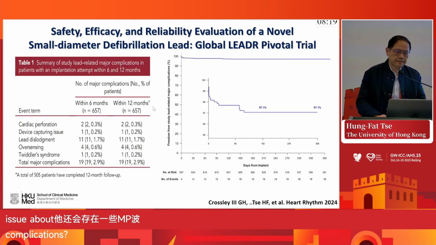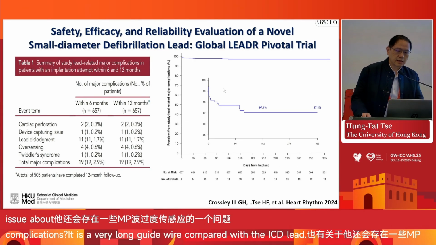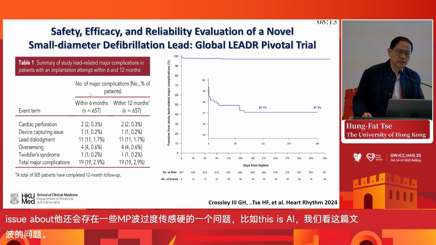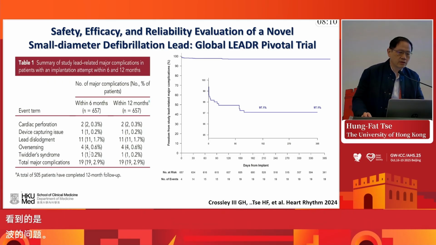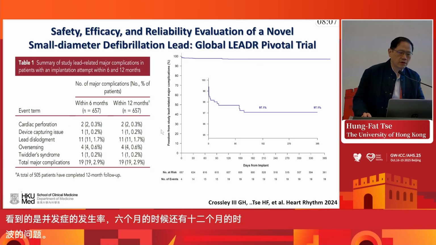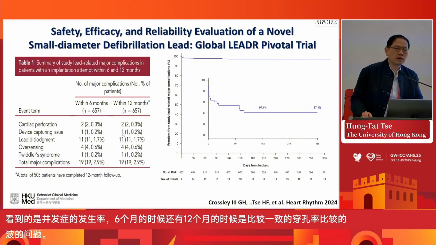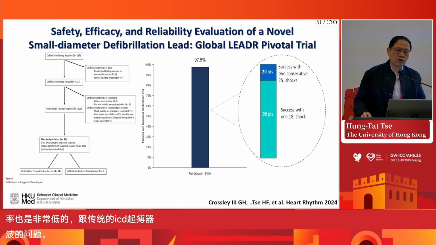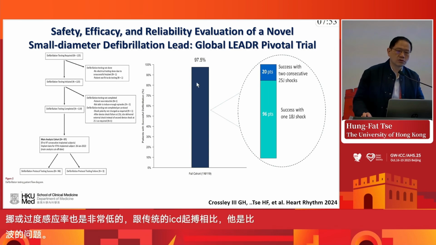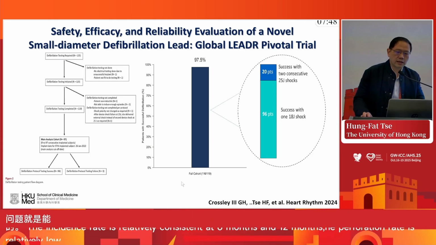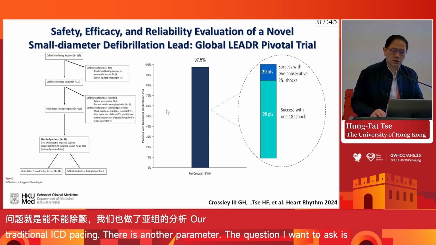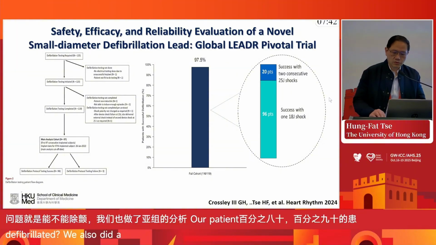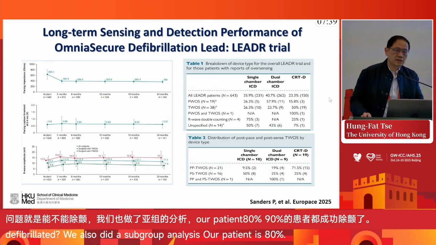So again, this is the data looking at the complication rate. If you look at the 6-month and 12-month complication rates, they are very consistent, with a very small chance of perforation and capture oversensing, and the lead dislodgement is also very acceptable compared to the conventional ICD lead. Again, in the test, the other important parameter is whether we can successfully defibrillate. So we also did a defibrillation test in a subset of patients. It's very clear that almost 98% of patients had successful defibrillation using this lead, using up to 25 joules in this testing.